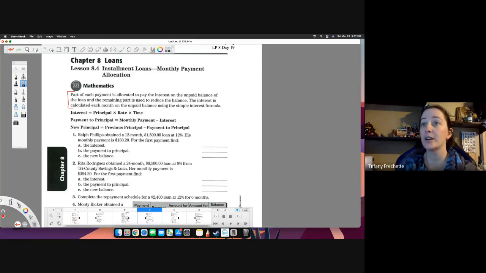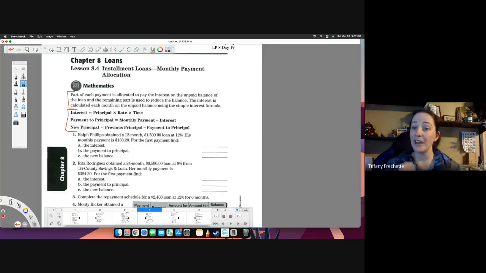We have part of each payment is allocated to pay the interest on the unpaid balance of the loan, and the remaining part is used to reduce the balance. The interest is calculated each month on the unpaid balance using the simple interest formula. And then they give us this piece here. So we have interest equals principal times rate times time. Payment to principal equals monthly payment minus interest. And then new principal equals the previous principal, whatever you had before, minus the payment to principal.